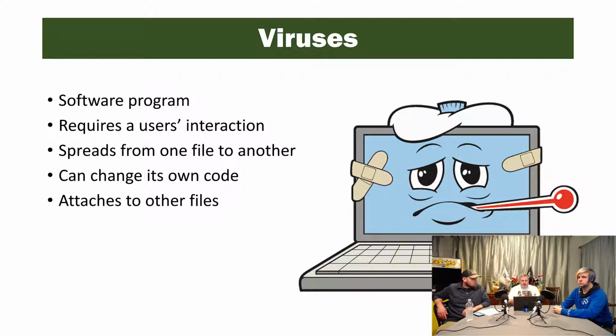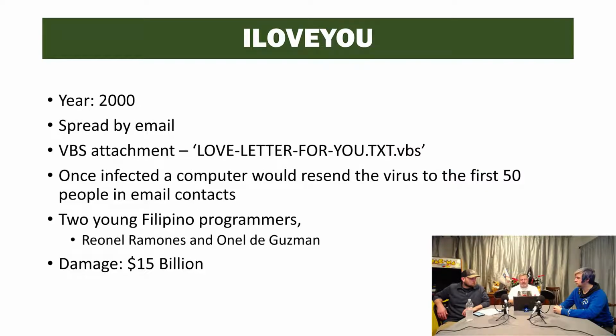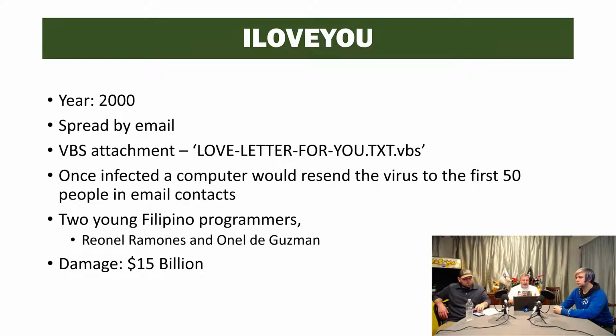So one thing we talk about is the virus I Love You. It came out in 2000 and was spread by email. The attachment was loveletterforyou.txt, and then another extension, .vbs. So they tried to hide that VBS. They wanted you to think it was a text file, and hopefully you wouldn't get to the VBS, hopefully that would be off the screen. Which is a Visual Basic script.